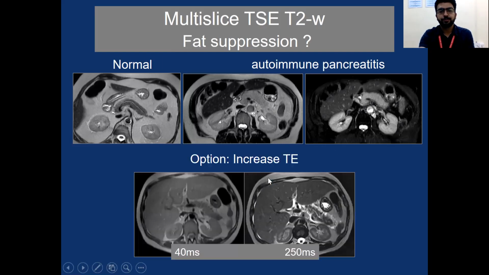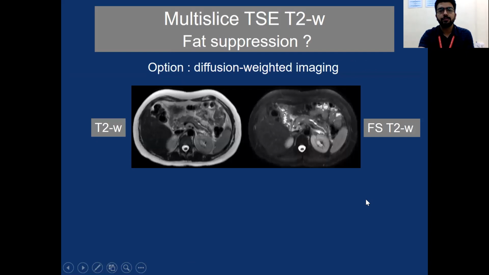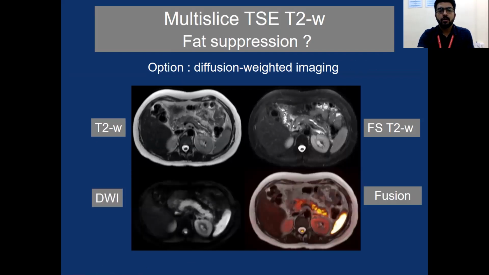We also have the option of increasing the TE, and this is the case in which there is a TE of 40 ms, and this is 250 ms. We can see how the resolution has been increased. We also have the options of diffusion weighted imaging in T2 weighted, heavily T2 weighted, and fat saturated T2 weighted imaging. This is diffusion weighted imaging, and this is fusion. We take the T2 weighted axial section and the diffusion weighted axial section, we merge them both, and what we get is fusion imaging.